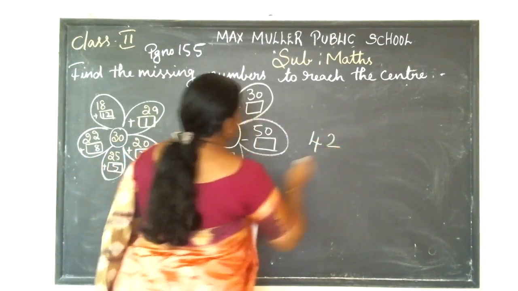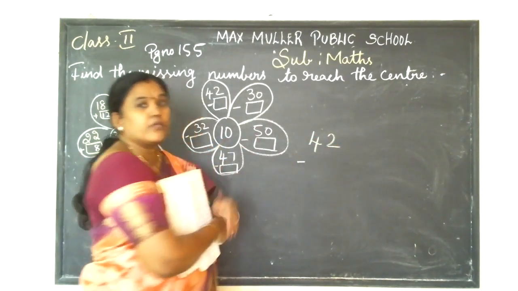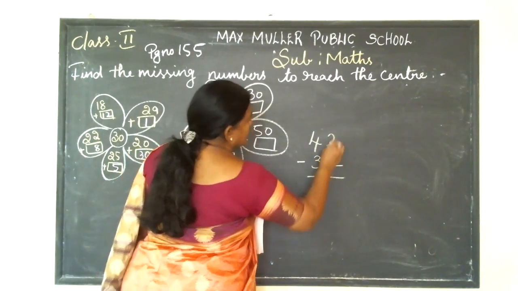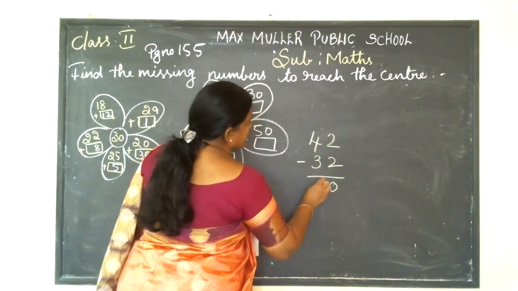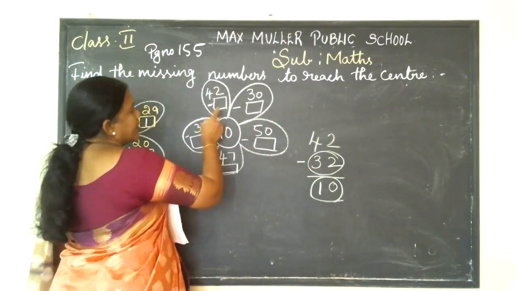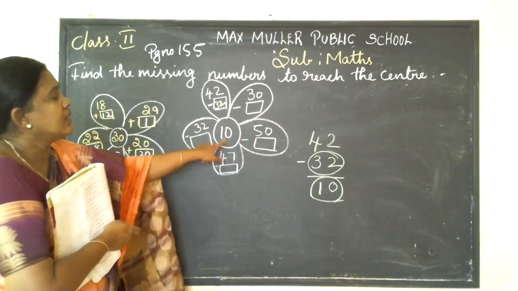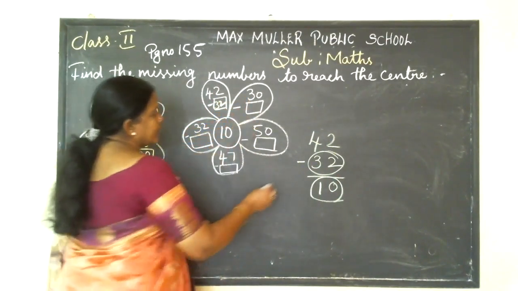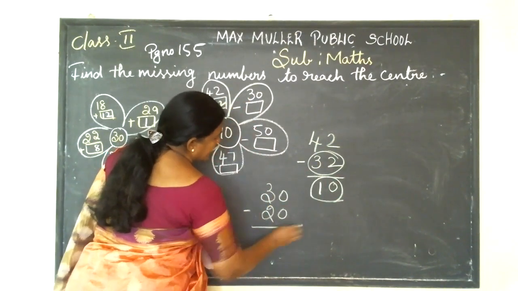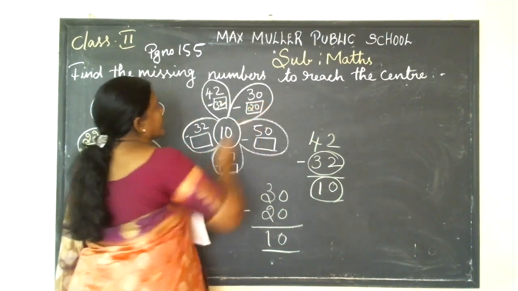For 42, you want to reach 10, children. How much do you want to take away? 42 means you want to take away 32. 2 minus 2, 0. 4 minus 3, 1. You will get 10. If you take away 32, for 42 minus 32, you will get 10. In 30, how much do you want to take away? 30, if you take away 20, you will get 10. See here, 20 you want to take away.